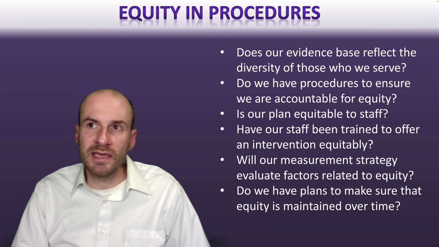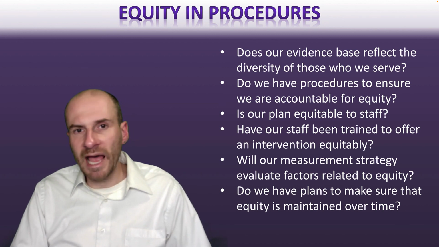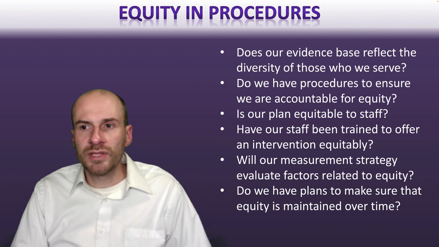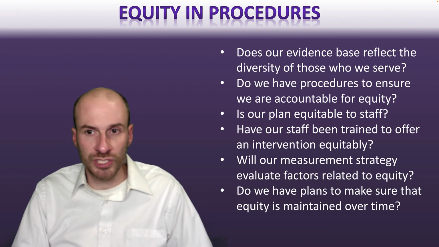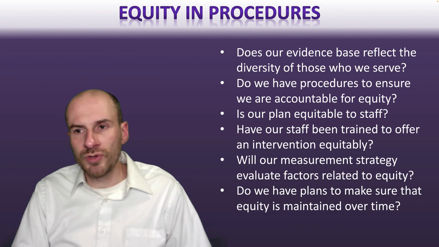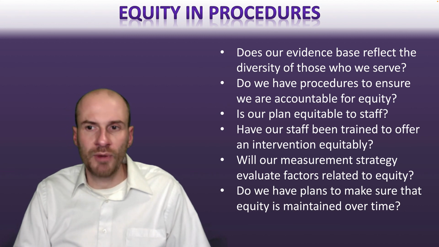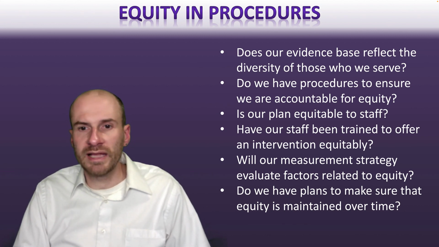Do we have ways, as a program is implemented, that we're actually holding ourselves accountable to equity? So that we're keeping track of this, that we make sure it doesn't get lost in conversation, that we don't just charge forward without doing this. Can we create checkpoints in our process to make sure that we're looking at equity?